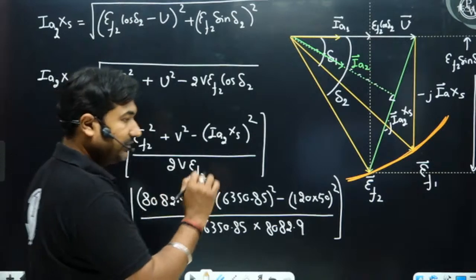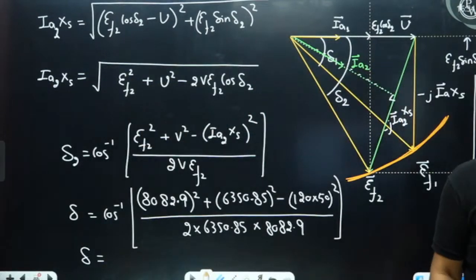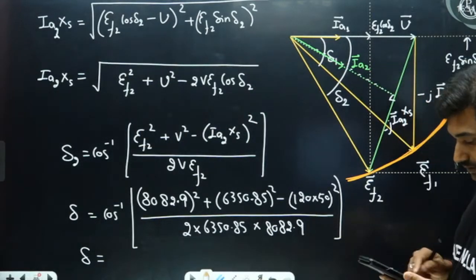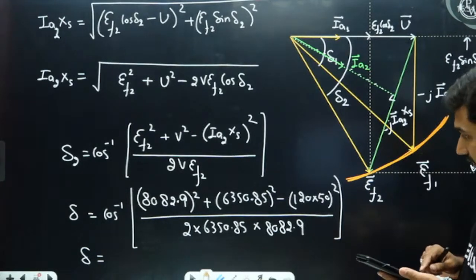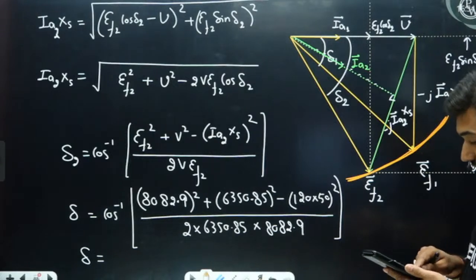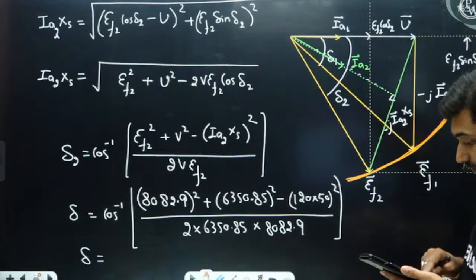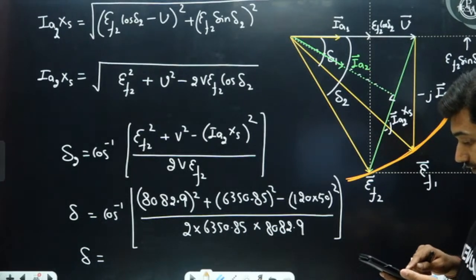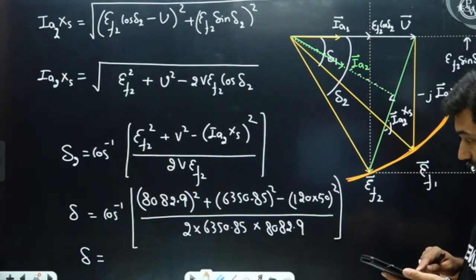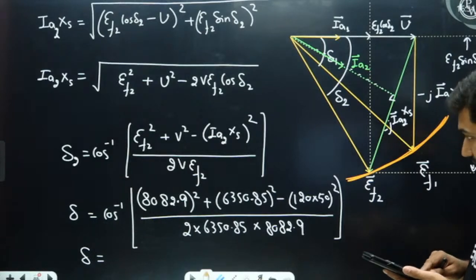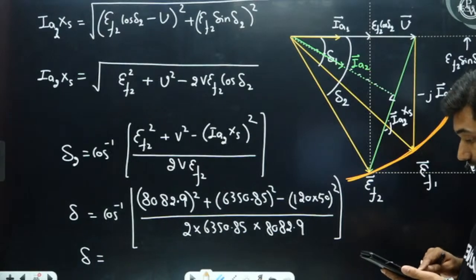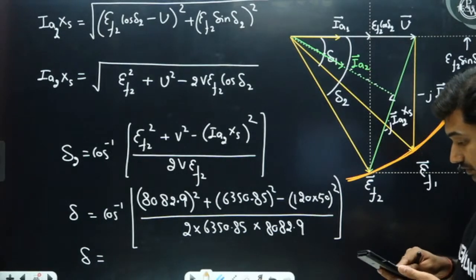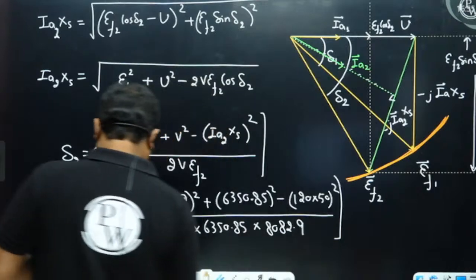So we have delta 2. How many of you are able to understand this question perfectly? So 8082.9 square plus 6350.85 square minus 120 into 50 square, divided by 2 into 6350.85, into 809. Cos inverse answer. Definitely it will be increased.